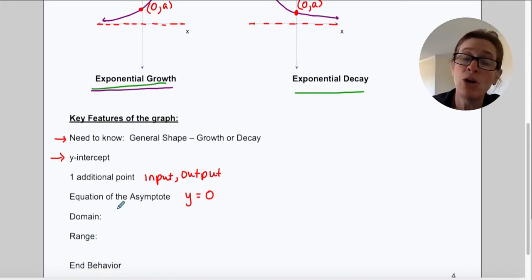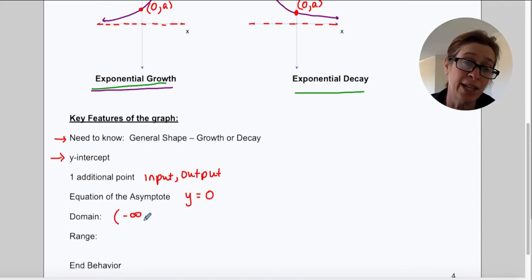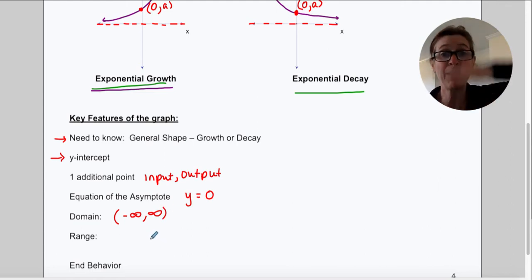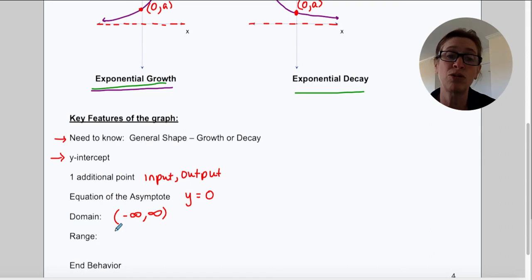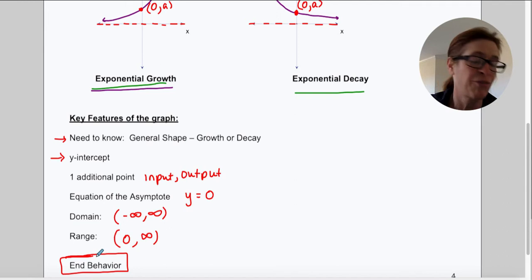Okay, so the domain, we're allowed to plug any x into this function. There's no limits on it. So our domain would be negative infinity to infinity, whereas the range, it's got to be above that asymptote. So that would be from 0 to infinity. I'm going to ask you, and we're going to talk about in class tomorrow, the end behavior, because the end behavior is a little bit different than end behavior of graphs that we've looked at already. So we'll go over that part in class.